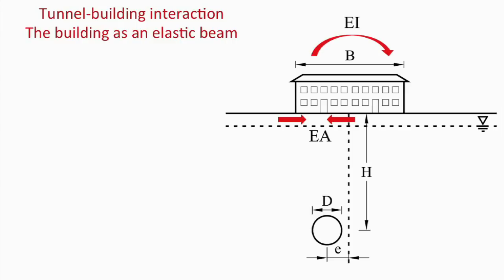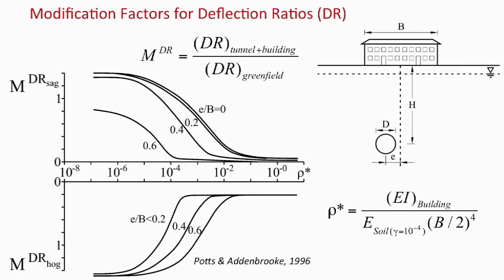But the structures, of course, have their own resistance to deformation. And the next step was to introduce the interaction between the soil and the structure, representing the structure, this building, again, as a thick, elastic beam. And this thick elastic beam has a reaction to deformations, which are controlled by this product of, in the case of horizontal strains, the modulus of the building times the cross-sectional area, and then for the bending moments, I being the moment of inertia. Now there is probably the first attempt to do that using finite elements and then performing a number of calculations by Potts and Addenbrook in 1996.